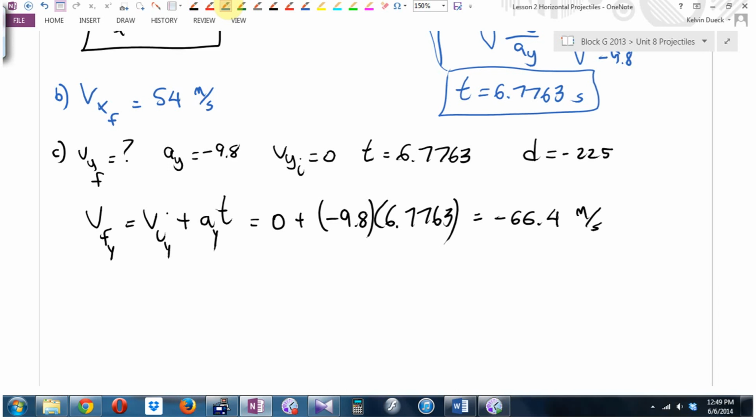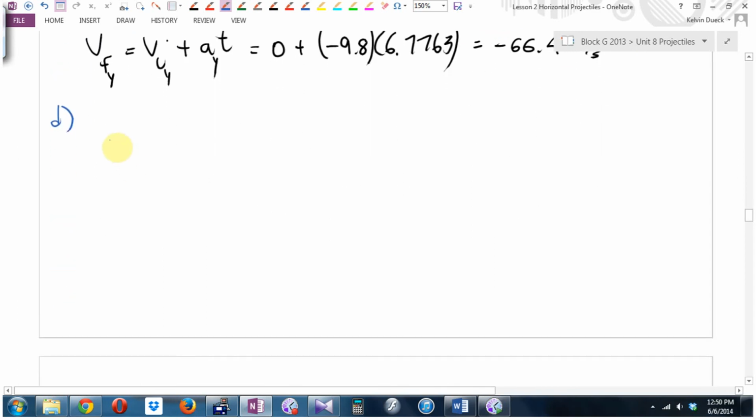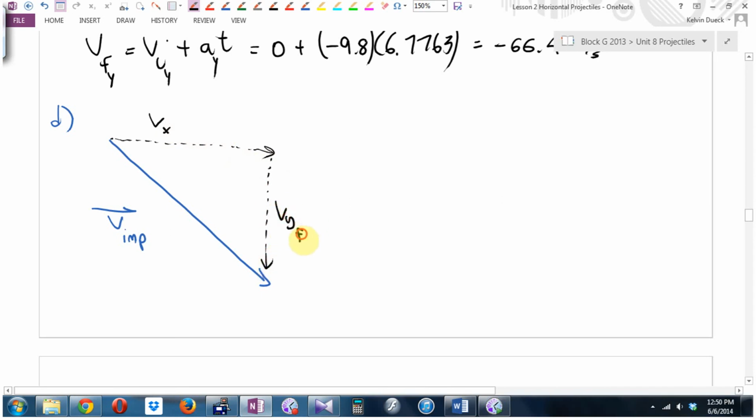Michael, what's D want me to find? Isn't that what we just found? Well, no. I think the impact velocity is that one there. It's hitting the ground at an angle. But I'm going to argue that really that's made up of, it is all coming together, a Vx and a Vy final.